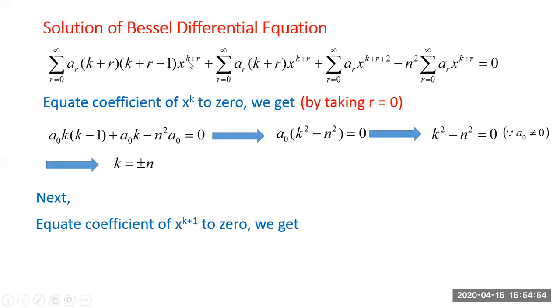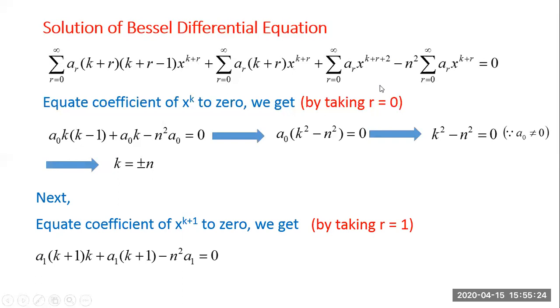To get the coefficient of x power k plus 1, or the term containing x power k plus 1, take r equal to 1. When you substitute r equal to 1, I get x power k plus 1. So the coefficient becomes, for r equal to 1, a1 into k plus 1 into k plus 1 minus 1. So I get a1 into k plus 1 into k from the first one. From the second term, I get x power k plus 1, and the coefficient is a1 into k plus 1.